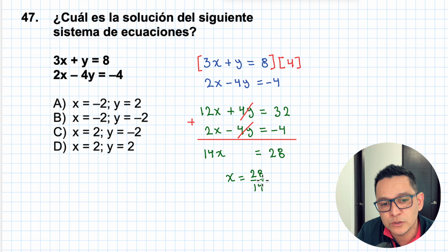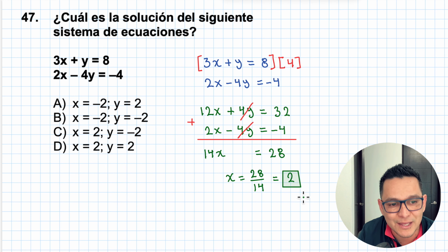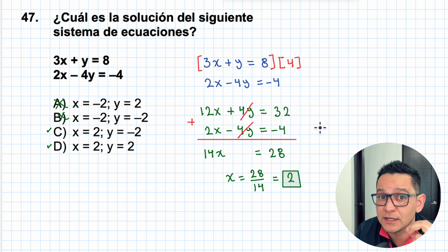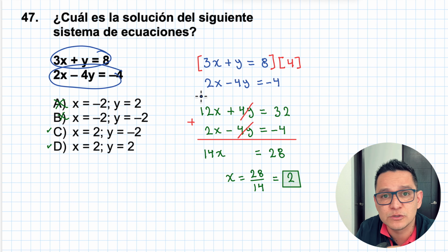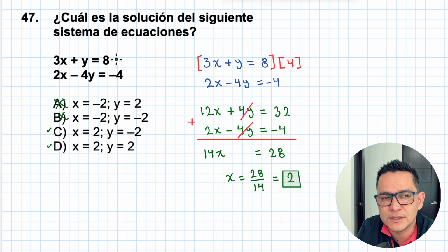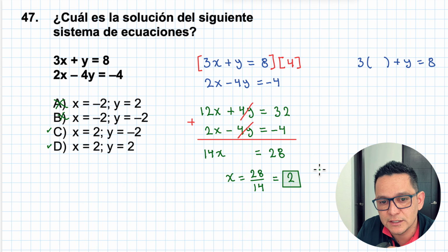And how much is 28 divided by 14? Let's see. Think about it. It's 2, right? Very good. So now we have the value of x equals 2. Once we've found the value of one of the two unknowns, what we can do is simply substitute into either of the two equations. In this case, I think it's much easier to do it in the first equation, right? So come on, let's substitute the value we found, in this case, I insist, into the first equation. So I have 3 times whatever x is. We'll put that in a moment. Plus y equals 8. So let's put in the value we found for x, which we saw was 2, right?